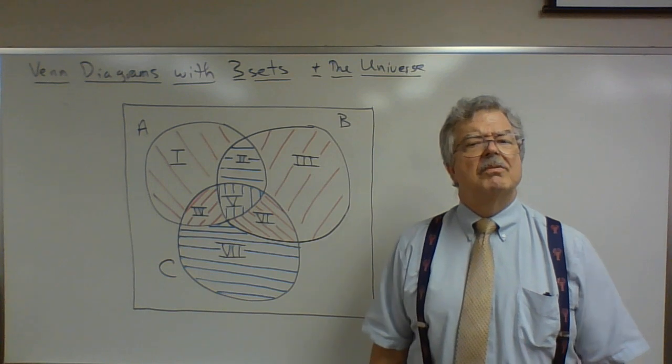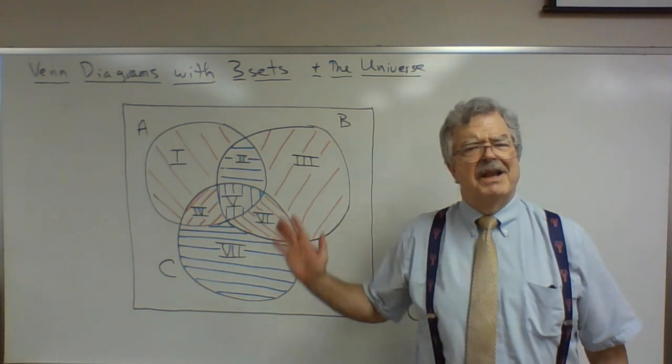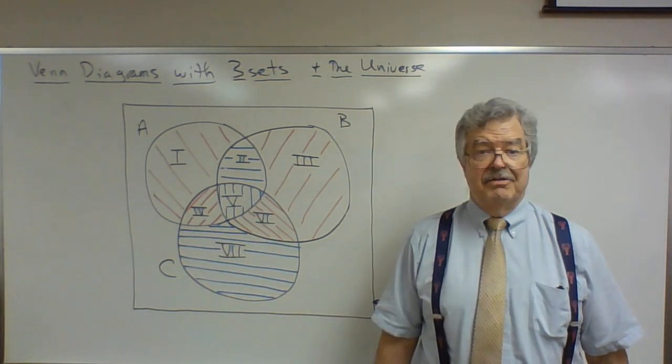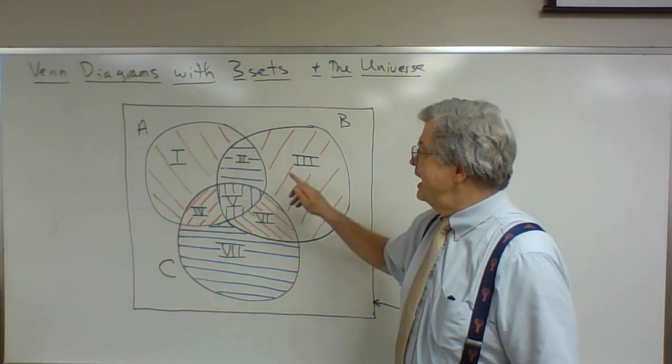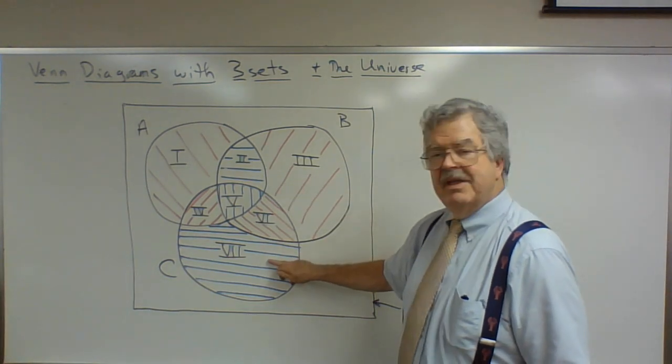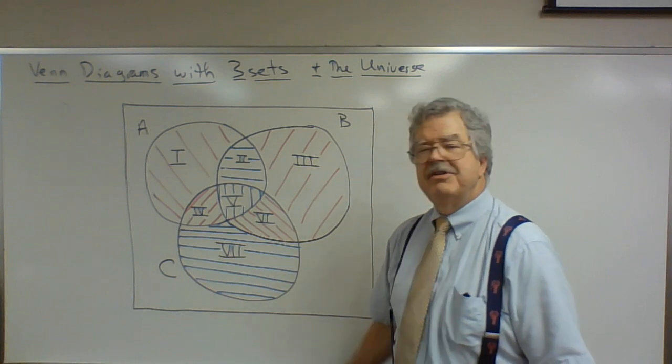What about an element that's not in any of these sets? The element is not in set A, it's not in set B, and it's not in set C, so it can't be in any of these three circles.